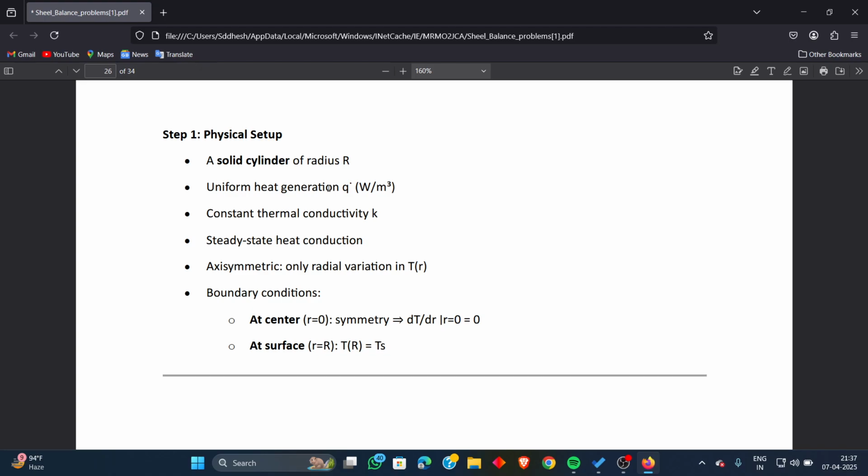Axis symmetry: there is only radial variation in T(r). Boundary conditions: at the center, r = 0, by symmetry dT/dr = 0. At the surface, r = R, T(R) = Ts.